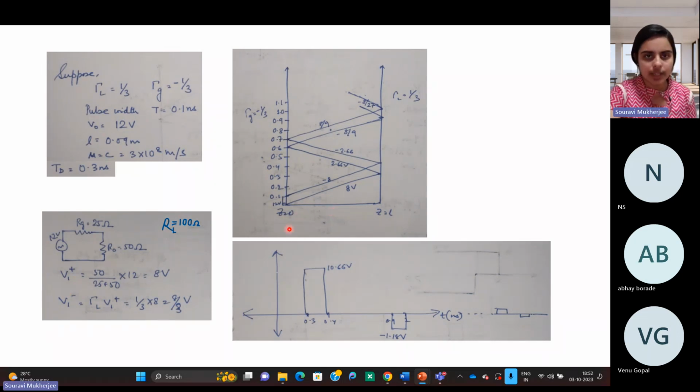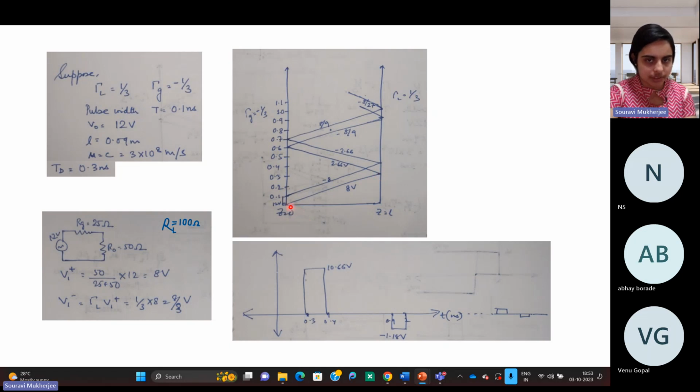What we get here is this. This denotes time, at z equal to 0 with your source. This is the line at z equal to L, which is your load. You apply a 12 volt pulse, and what reaches the load is 8 volts because of these impedance differences, and this is what you get, right? This is what happens at the load end.